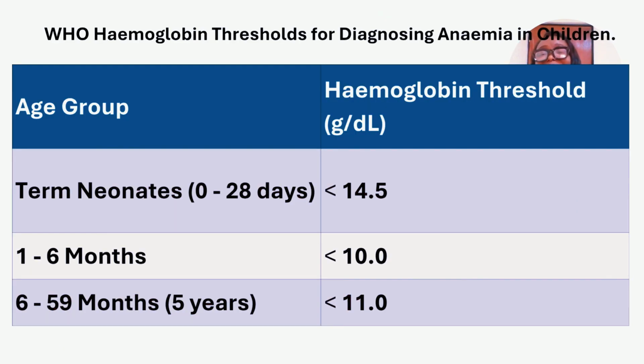According to WHO, the threshold for diagnosis of anemia in the infants are number one, the term neonates, that is neonate between 0 to 28 days. Anemia is diagnosed when the hemoglobin level falls below 14.5 grams per dl. For infants between 1 to 6 months, anemia is diagnosed when the hemoglobin level falls below 10.0 gram per dl. While for infants between 6 to 59 months, that is 5 years, anemia is diagnosed when the hemoglobin level falls below 11 gram per dl.